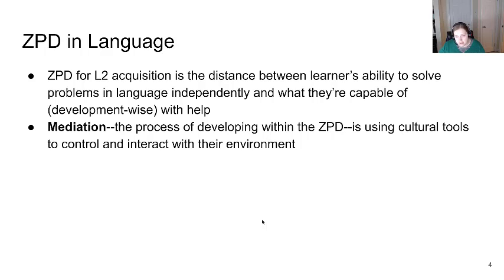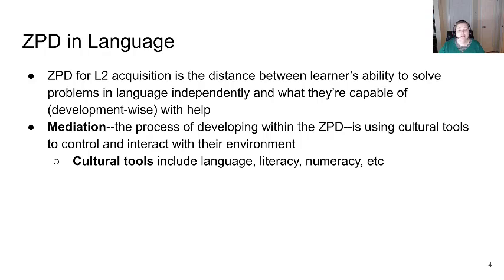And you do that using what they call cultural tools to control and interact with the environment. So cultural tools is another construct. Cultural tools are things that you can use to manipulate language or that interface with language. Language itself is in a way a cultural tool according to our book. But literacy, the ability to read things, can be a cultural tool. Numeracy, so numbers, can be a cultural tool. Music can be a cultural tool. A lot of things could be.